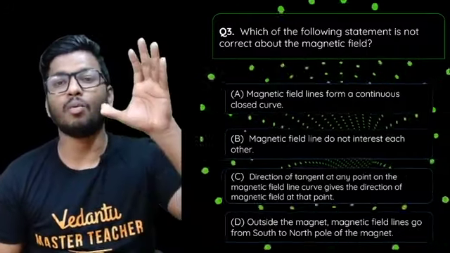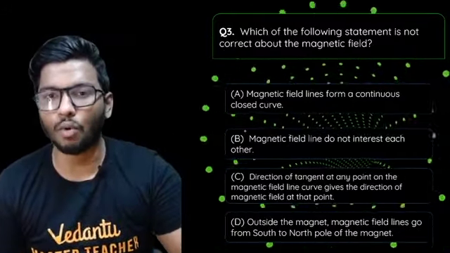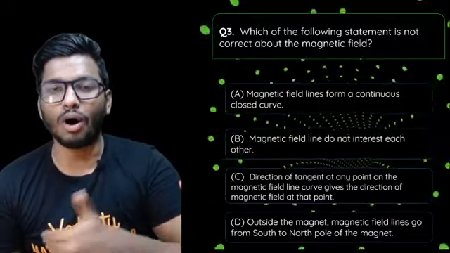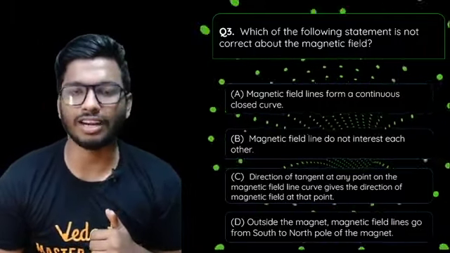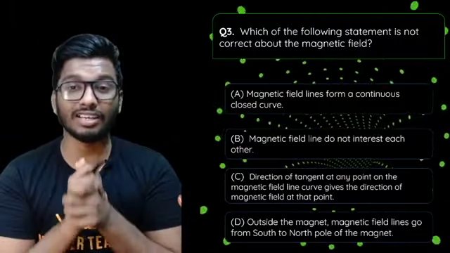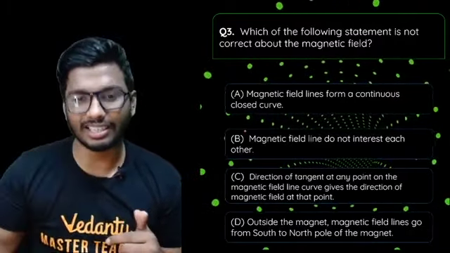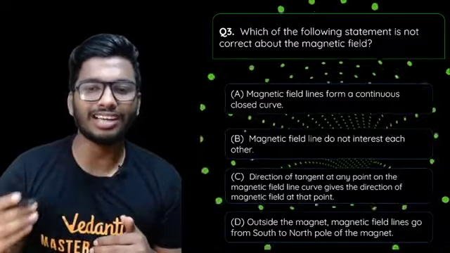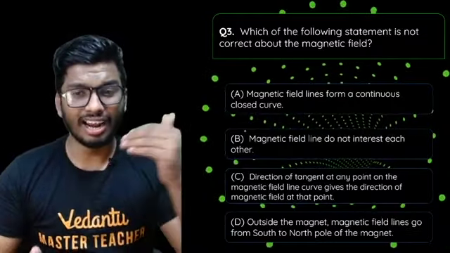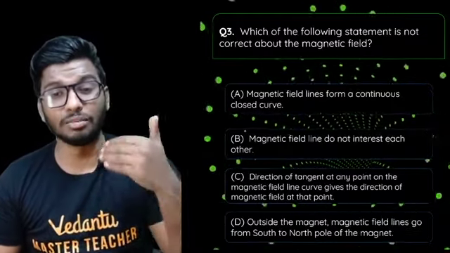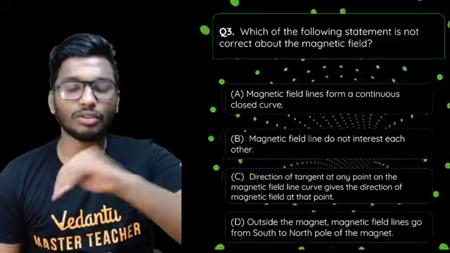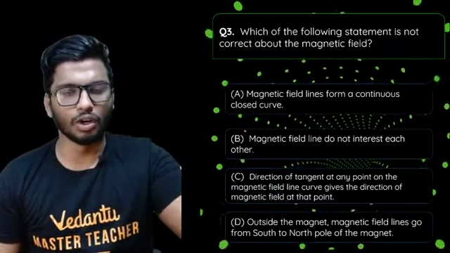The question is this, guys: which statement among the four is not true or is incorrect about the magnetic field lines? The first option, magnetic field lines form a continuous closed curve. Magnetic field lines do not intersect each other. The direction of the tangent at any point of the magnetic field line curve gives the direction of the magnetic field at that point. And outside the magnet, the field lines go from south to north pole of the magnet.